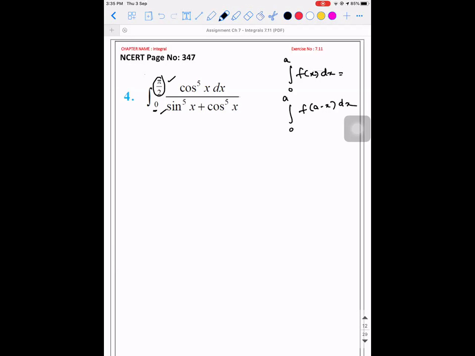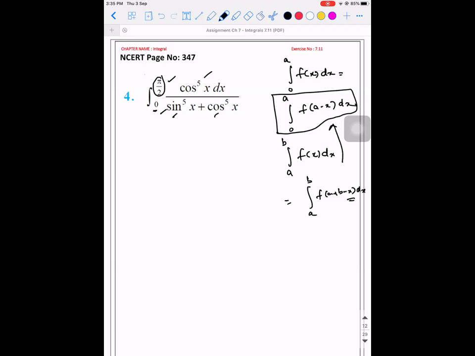We can say sum. For example, if you have integral of a to b f of x dx, then you will have integral of a to b f of a plus b minus x dx. We do this, right? So the extended property of this is this. You think of this concept whenever you have sine and cosine, because they're complementary of each other. So how are you supposed to start this? Assume this to be I.